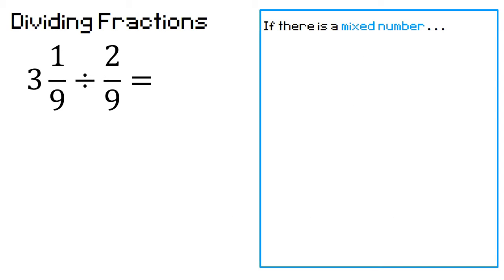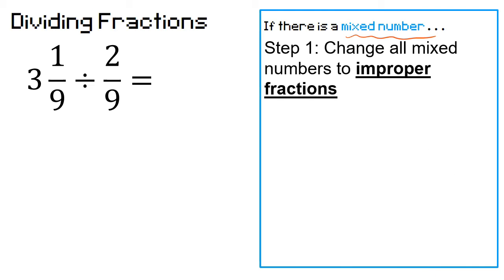But now what happens if there is a mixed number in our equation? What do we do? So just like in multiplying, our first step is that we're going to change all the mixed numbers into improper fractions. And so let's go ahead and do that. We have 3 1/9, so we know that 9 times 3 is 27, plus 1 is 28. So we have 28/9 divided by 2/9.